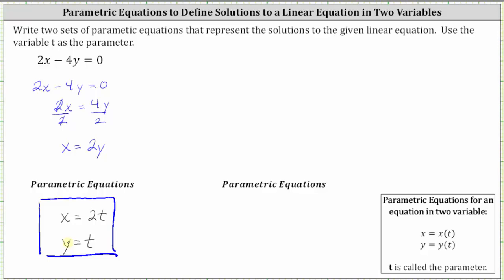To get the second set of parametric equations, let's solve the same equation for y. We could just divide x equals 2y by 2 on both sides to solve for y. But let's go ahead and start over with the original equation.